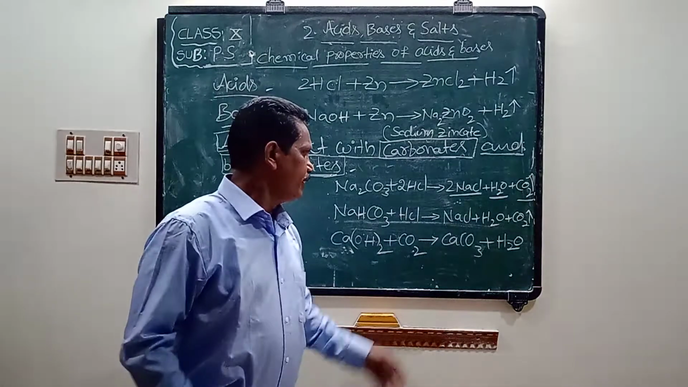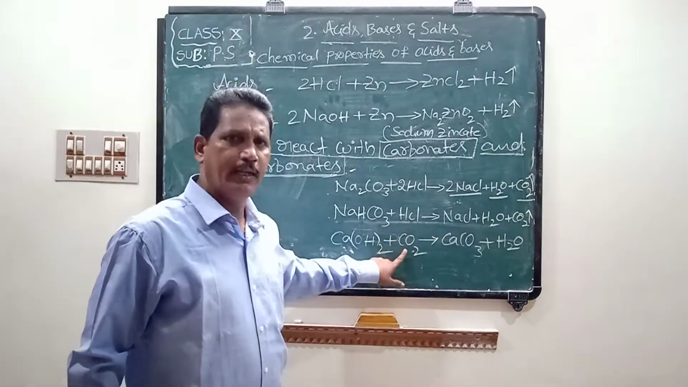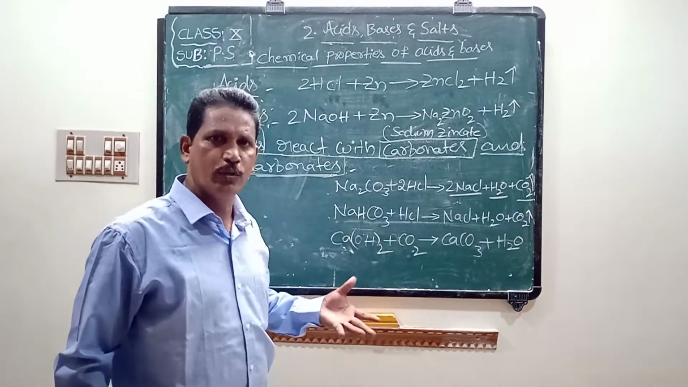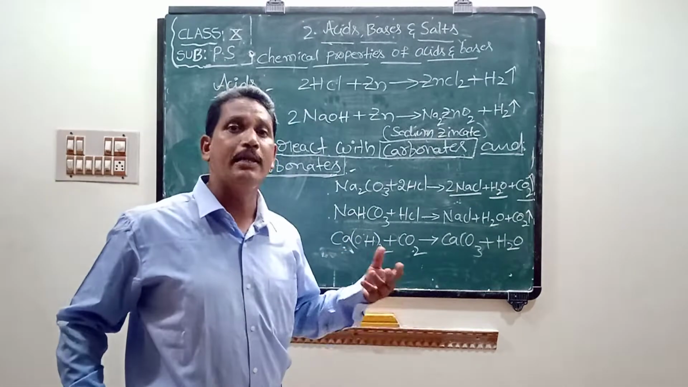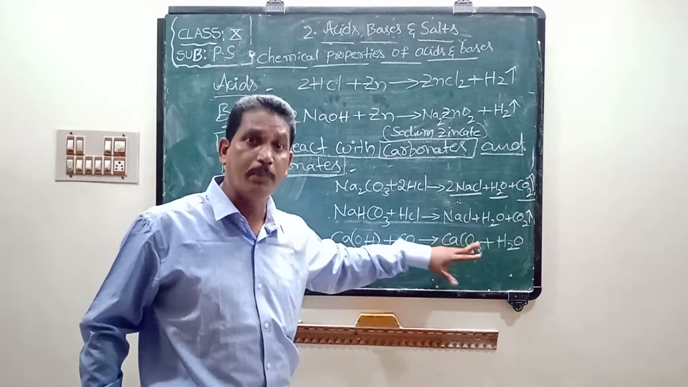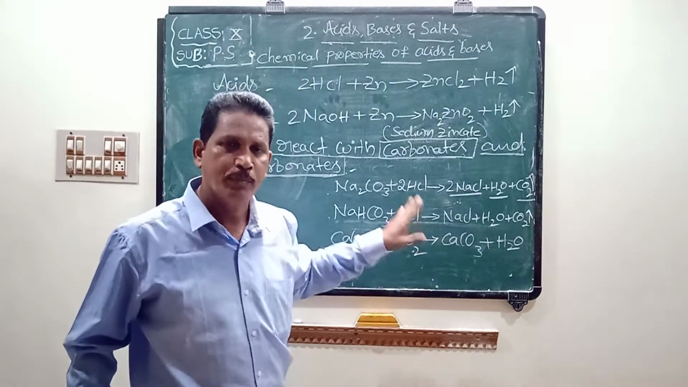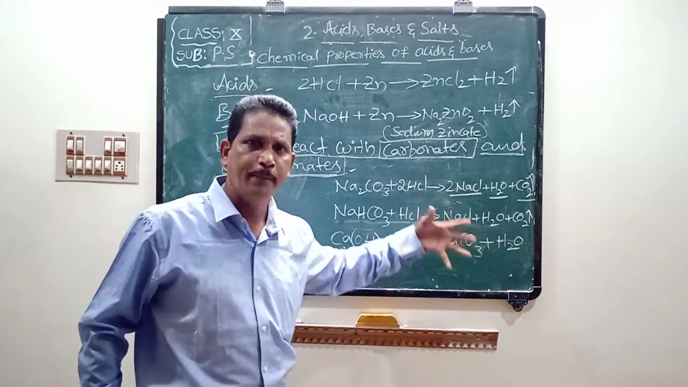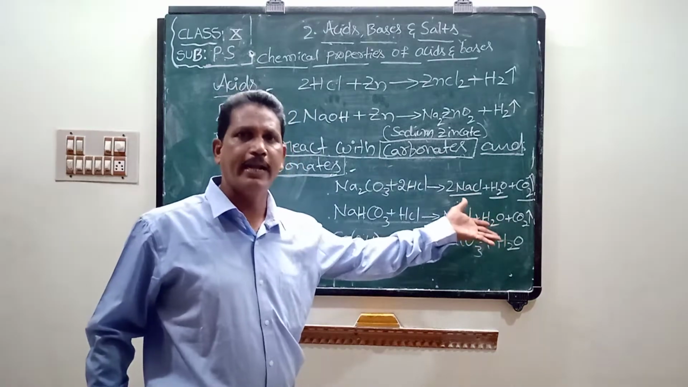So introduce the carbon dioxide gas into the lime water. That lime water immediately turns milky white. This is the CaCO3, the color of CaCO3 is milky white. This is the test for carbon dioxide gas.